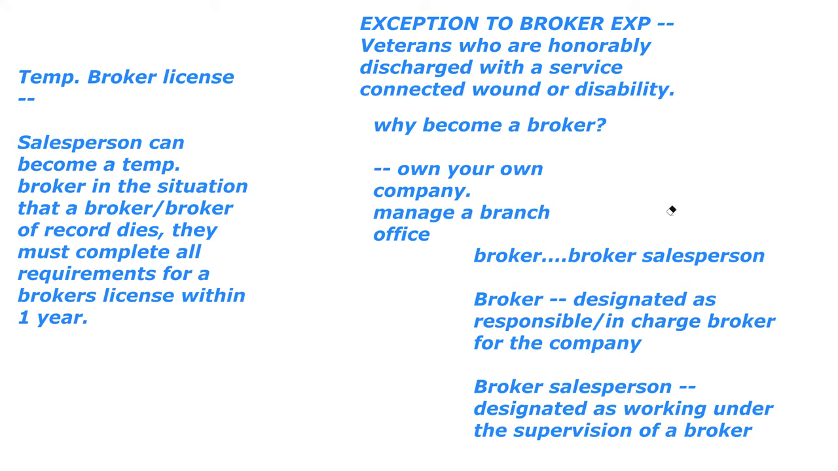Because here's the thing, you can't have two brokers or broker of records. It's one broker or broker of record, and every other broker that works in that company is a broker salesperson. So if the broker dies, a broker salesperson just has to fill out some paperwork. But if there was a scenario where there was no broker salesperson, then a salesperson could become a temporary broker in the situation that the broker dies, as long as they get all their requirements fulfilled within 1 year. Hope that helps out in regards to that.